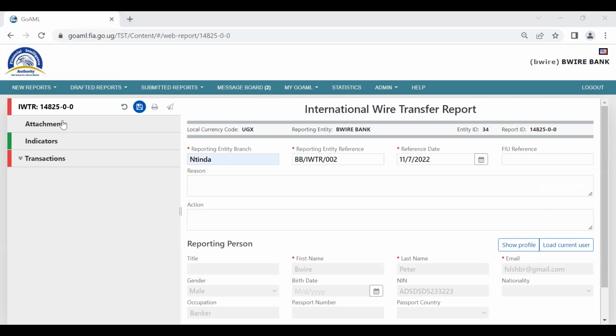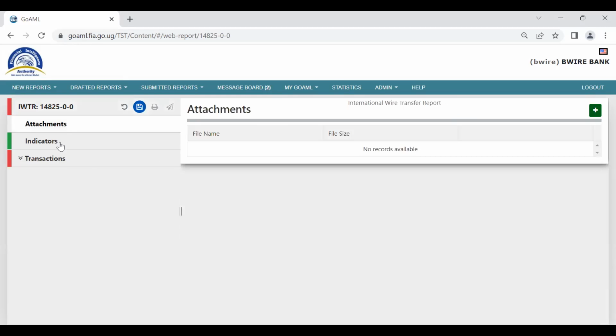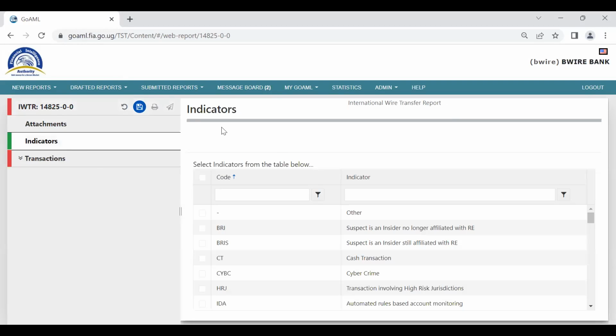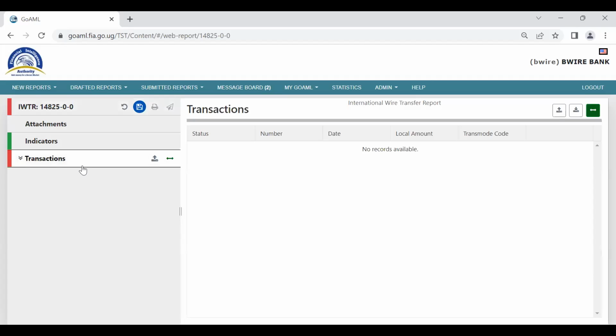All right, so no question. Attachments are not required. These are majorly for additional information files, suspicious transaction reports, suspicious activity reports. They are not required. Indicators are also not required. These are basically for suspicious transaction and suspicious activity reports. So we go straight to transactions and we click on this add by party.